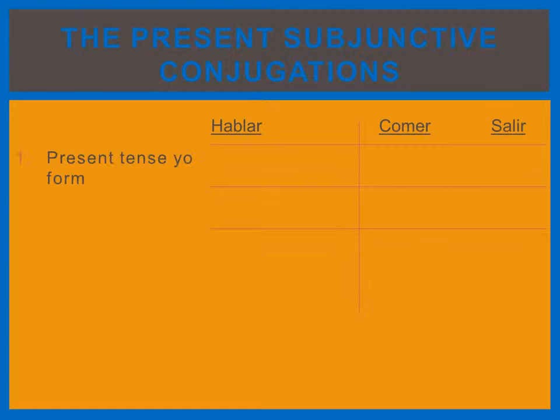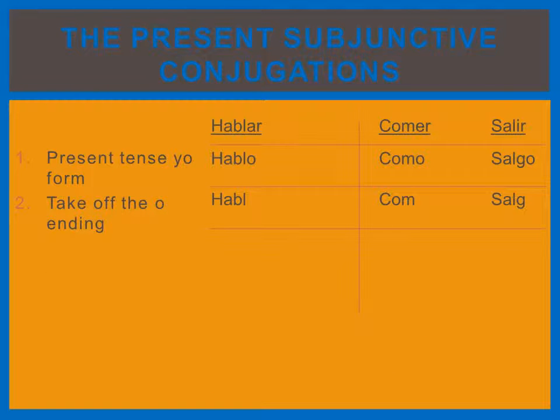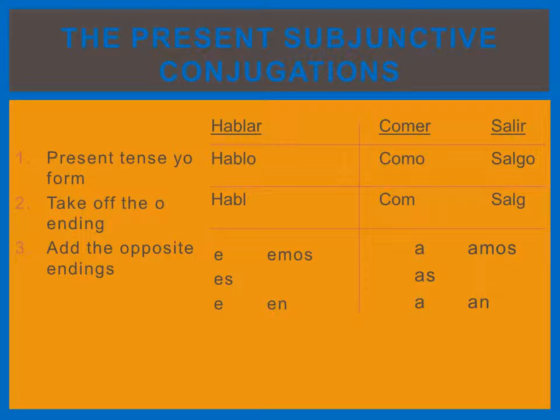The first step is to conjugate the verb into the present tense yo form. The second step is to drop the o, and it's always a good idea to follow the steps, because as you see with the verb salir, if you simply take off the IR and add an O, you would be conjugating it incorrectly. Then we add the opposite endings. For AR verbs, the endings are e, es, e, emos, en. And the opposite endings for ER and IR verbs are the same: a, as, a, amos, an.